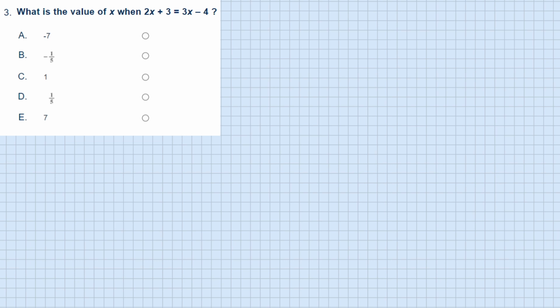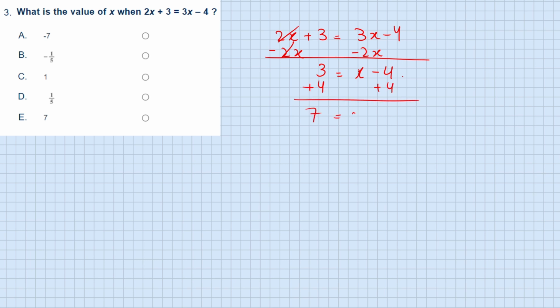Question number 3. What is the value of x when 2x plus 3 equals 3x minus 4? We just need to rearrange the equation. 2x plus 3 equals 3x minus 4. We can subtract 2x on both sides, so the positive 2x and negative 2x are cancelled. We can write 3 equals positive x minus 4. Similarly, when you add 4 on both sides, you will get 7 equals x. So x is 7, so E is the correct answer.